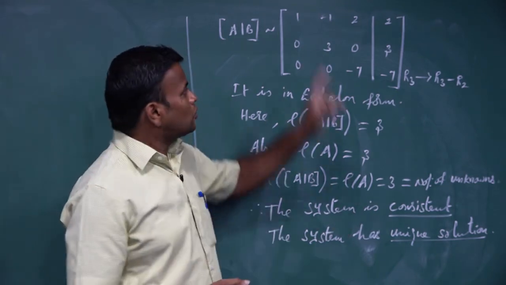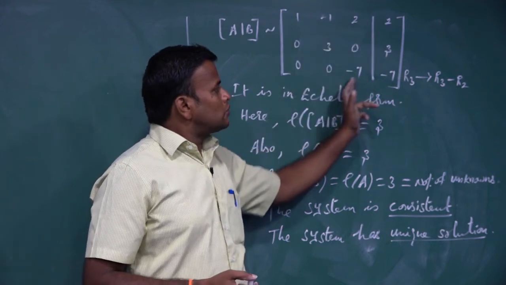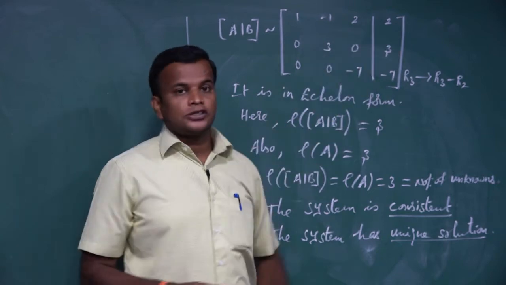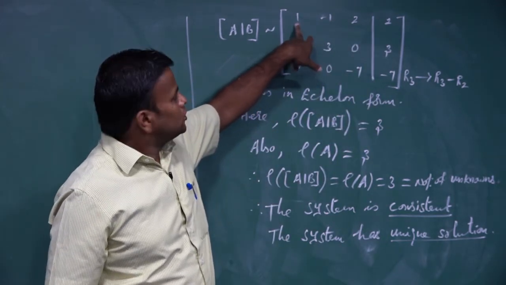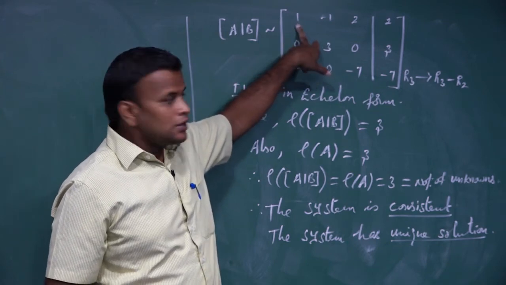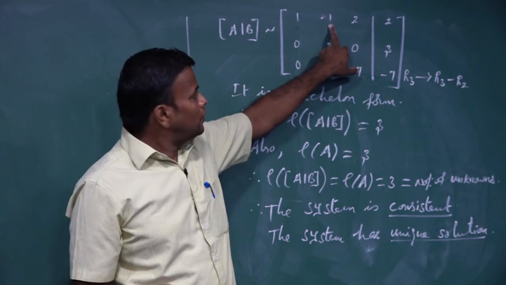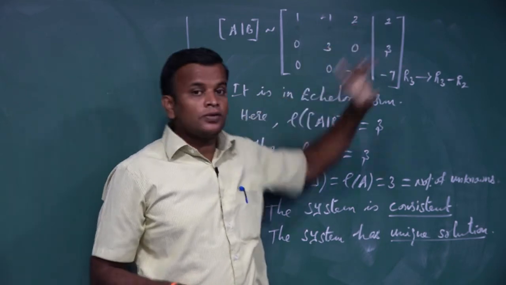So we write: the LHS is the values of the coefficients of X, Y and Z, and the RHS is the constant value. The first one indicates the coefficient of X, so 1 into X is X. The second one is the coefficient of Y, minus 1 into Y is minus Y. The third one is the coefficient of Z, plus 2 into Z is 2Z is equal to 2.